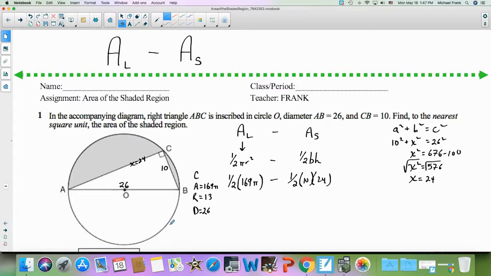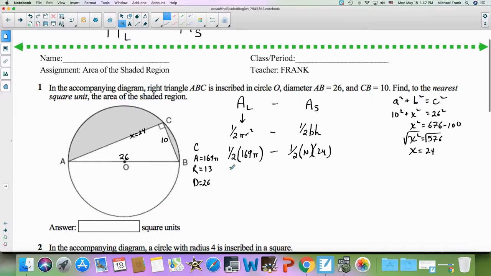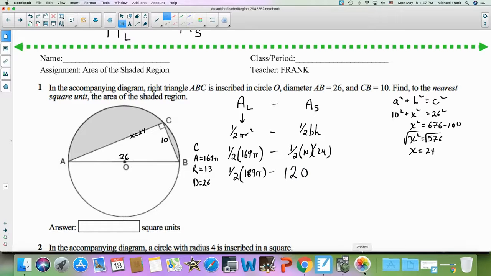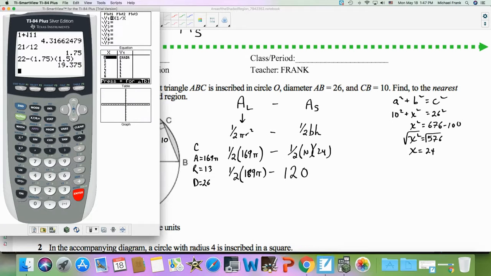Now, this question is asking for the nearest square unit, so I could just put that all in. This is going to be kind of messy, my 169 pi cut in two, so I'm just going to bring that down there. But this one I could do in my head. Half of 10 is 5. 5 times 24 is going to be 120. All right, so let's get that in the calculator. Let's clear this out. I got 1/2 of 169 pi. I like to put enter before I subtract that out. And then I'm going to pull out the 120 that we don't need.